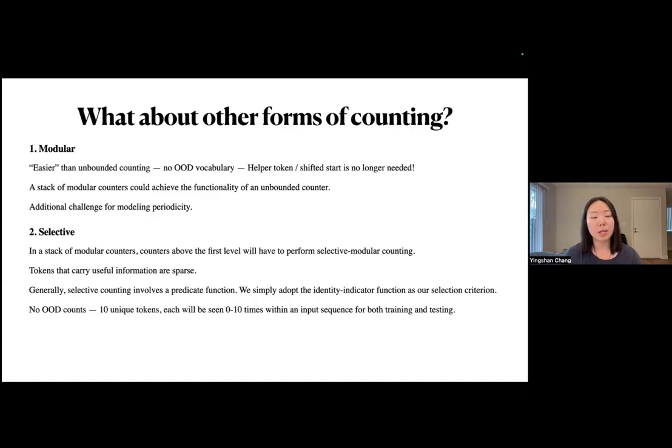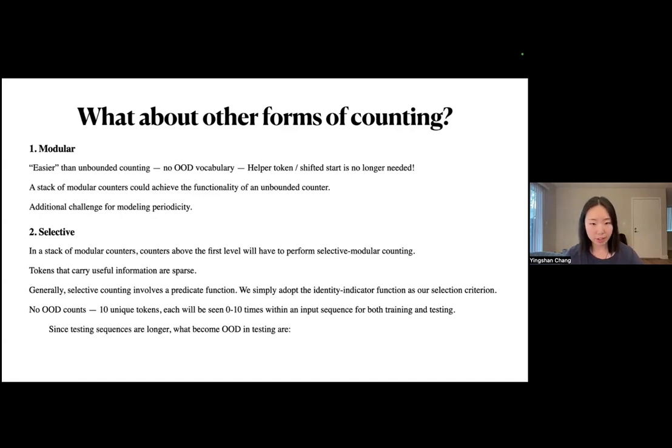Also note that we avoid out-of-distribution counts because that's the main subject of previous experiments. For selective counting experiments, we construct data with 10 unique tokens. Each token will be seen 0 to 10 times within an input sequence for both training and testing.